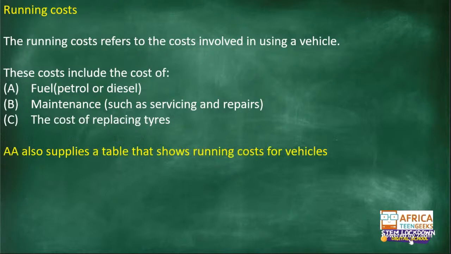And of course, we also have companies that supply a table which shows the running costs for vehicles. And in this case, we've just chosen AA as one of the companies which are well known as far as dealing with vehicles is concerned. So, like I said, we have got what we call the running costs. You need to bear in mind every time when a person buys a car, these are some of the costs that should be taken into consideration.